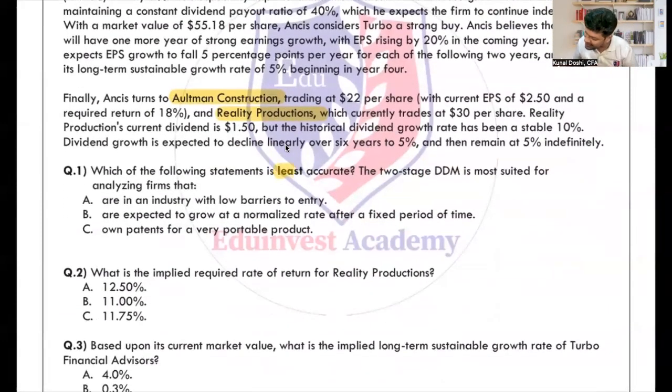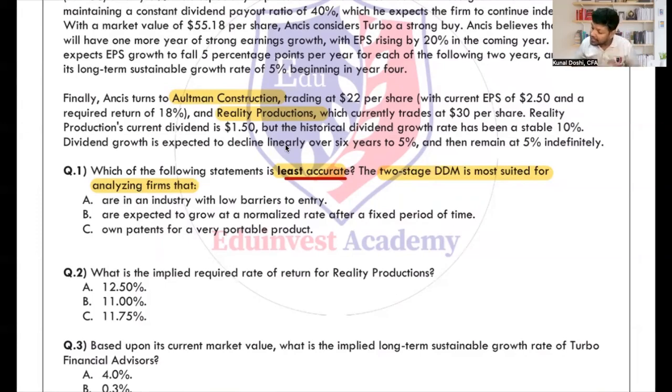Which of the following statement is least accurate? The two-stage dividend discount model is most suitable for analyzing firm that, this is a general question. So it is least likely suited for whom? The two-stage model is most suited for analyzing firms, two-stage. So someone who's going through transition and then constant, right? In an industry with low barriers to entry, anyone can enter into this industry. Such an industry is going to be matured, isn't it? Correct? Perfect competition. Anyone can enter in.